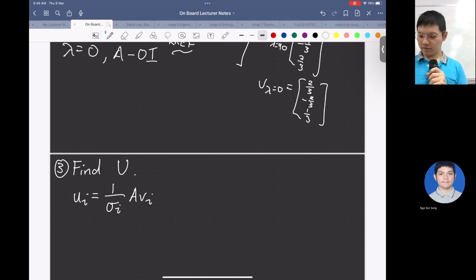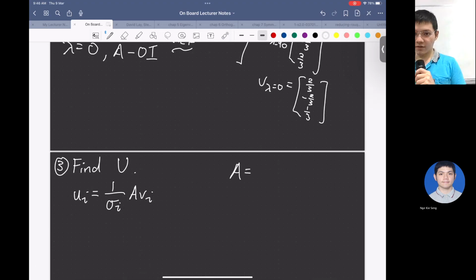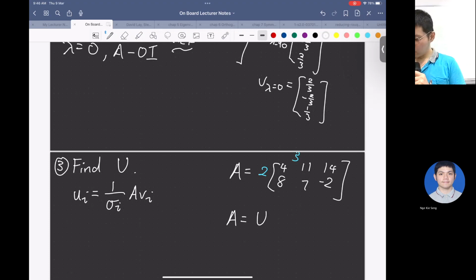Our A is what size? Let me write down our A: 4, 8, 1, 1, 7, 14, minus 2. Our A is a 2 by 3 matrix. So what does U have to be? A equals U sigma V transpose. Since A is 2 by 3, U should be 2 by 2, sigma should be the same size as A, 2 by 3, and V should be 3 by 3.